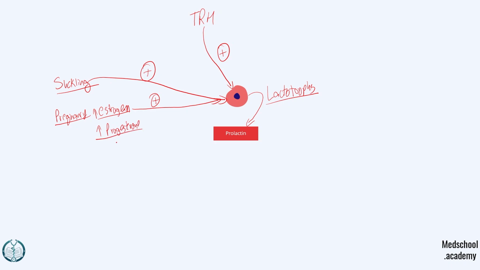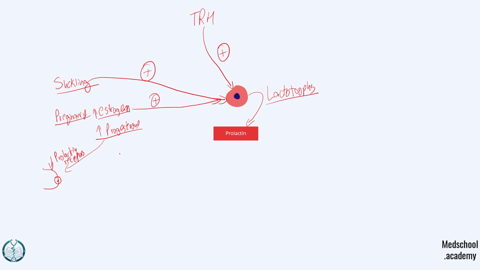What they're going to do is they will go to the breast tissue and they will downregulate prolactin receptors. So estrogen and progesterone, they downregulate the prolactin receptors, which makes prolactin pretty much useless, at least in terms of milk production, because there are no receptors for it to bind to.